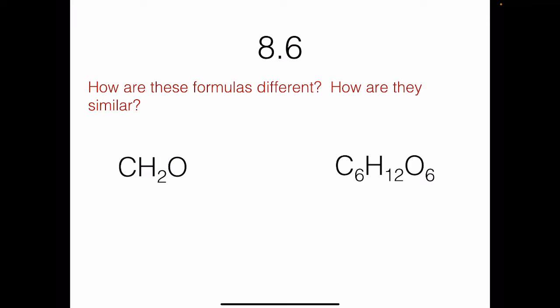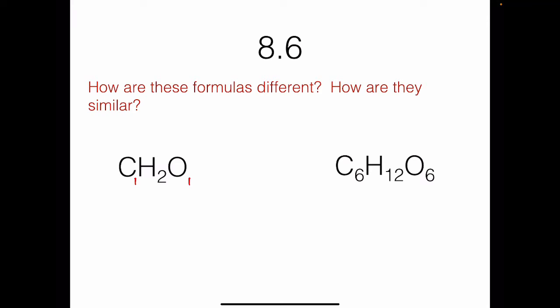We can see that they are different for one obvious reason. They have different subscripts. So for CH2O, remember these are implied ones. So we can see that we have subscripts of 1, 2, 1 on the left and 6, 12, 6 on the right. So that's how they are different. And they're similar in a couple of ways. Number one, they have the same elements. Both of these have carbon, hydrogen, and oxygen in their formula.